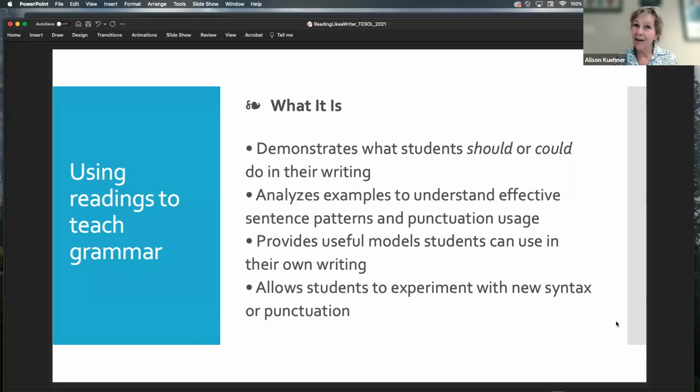And how you can do that is by looking at examples and understanding those examples so that they can emulate those examples, so they can use those in their own writing. And yes, they can experiment and they can play and they can have a little bit of fun with this as well.